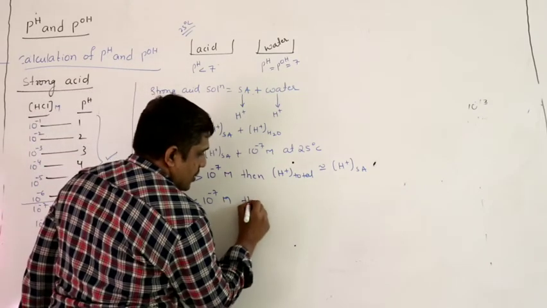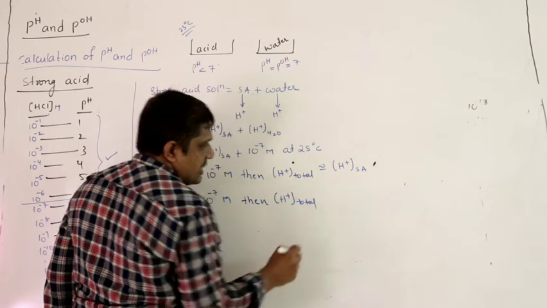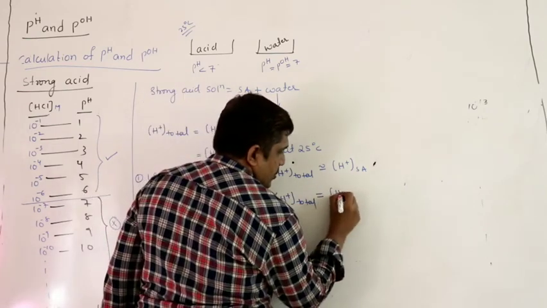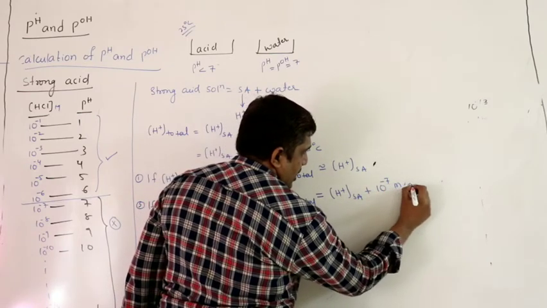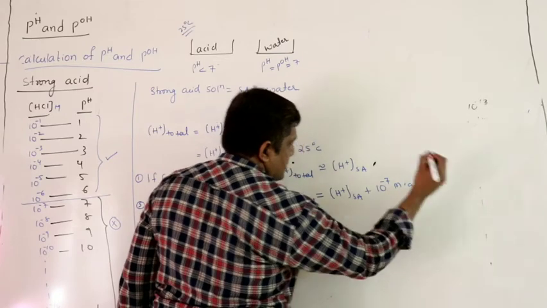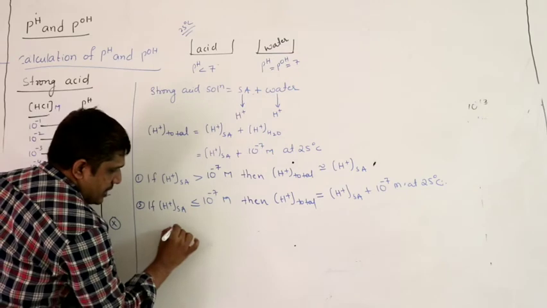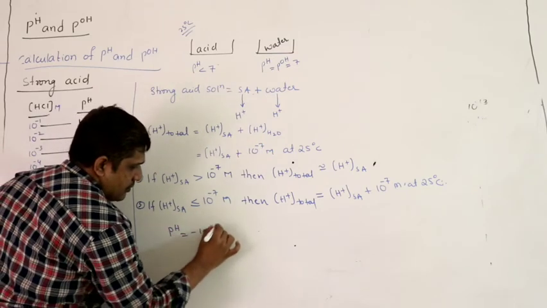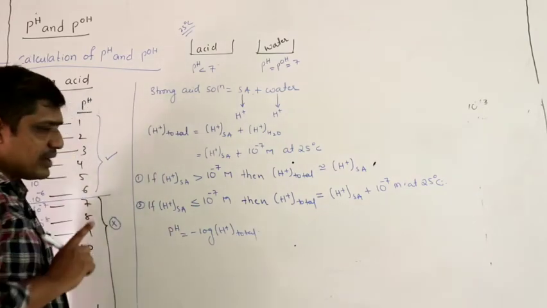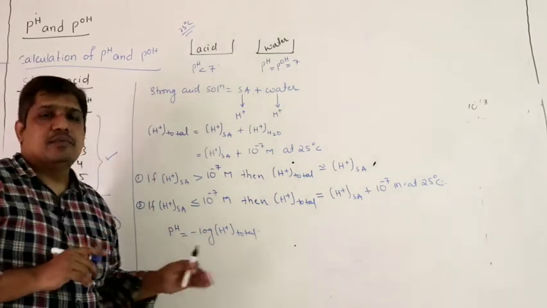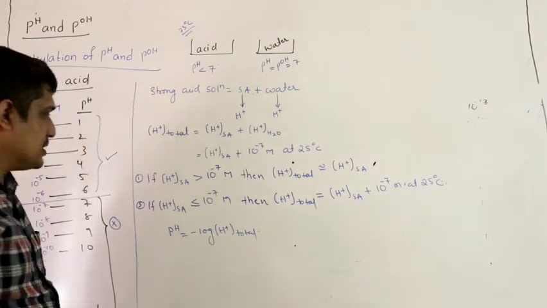So in this case, we have to consider the dissociation of water also, because the contribution from strong acid is very less, because the solution is very dilute. Total H plus equals H plus from strong acid plus 10 power minus 7 molar at 25 degree Celsius. Once you get total H plus ion concentration, then find pH. pH is minus log of total H plus ion concentration. As I said, the correct one is H3O plus, because in aqueous solution H plus does not exist, but by default most of us write H plus itself.